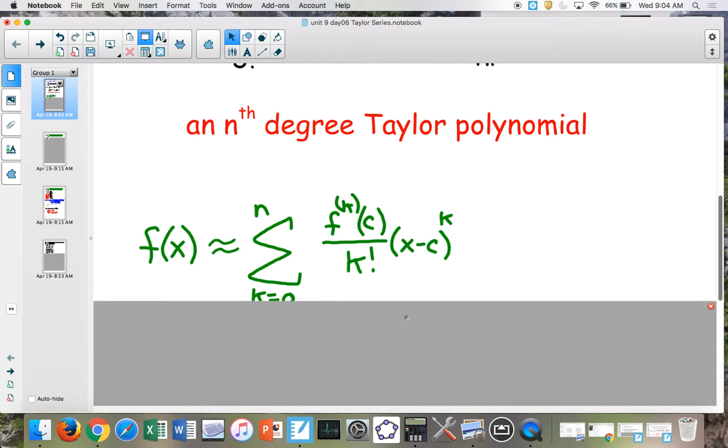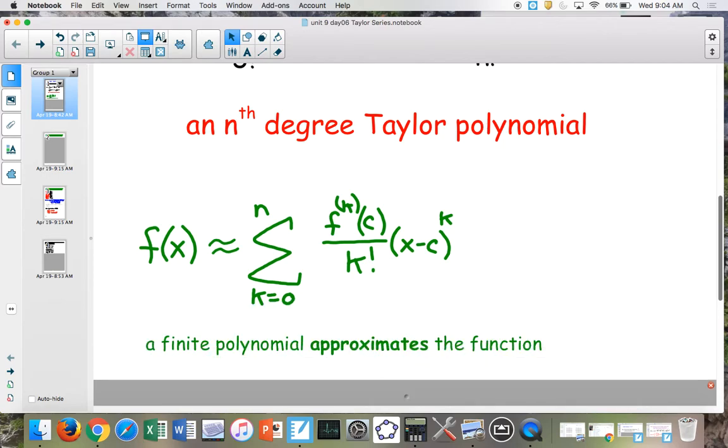If I condense it down to sigma notation, it works out very nicely because there's a nice pattern there. So we're always evaluating a certain derivative at wherever we're centered, dividing by the factorial of that derivative, and then we're raising x minus c to that same power as well. So the kth derivative of f at c divided by k factorial times the quantity x minus c to the kth power. And we're adding up all these terms, so we're coming up with a polynomial of nth degree.